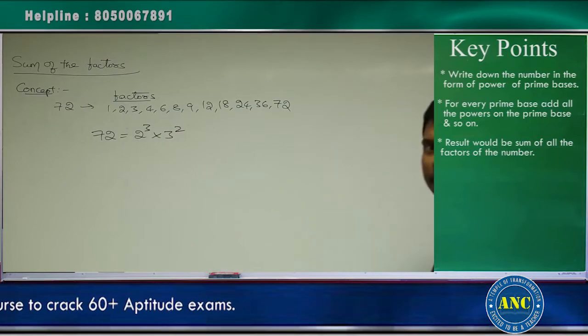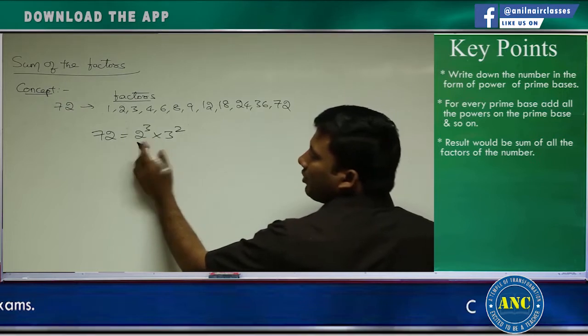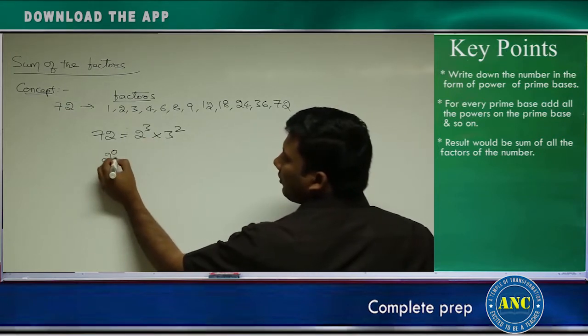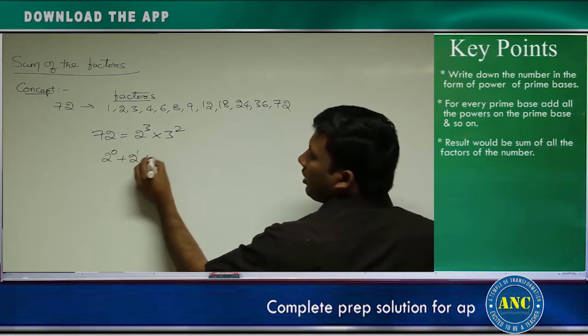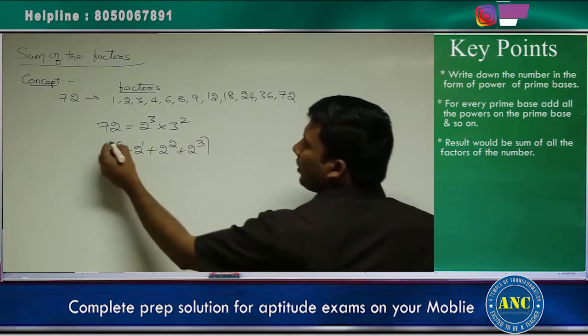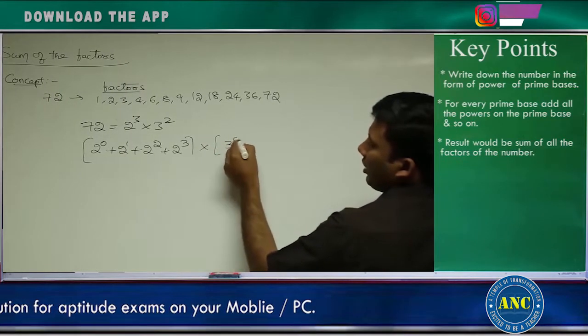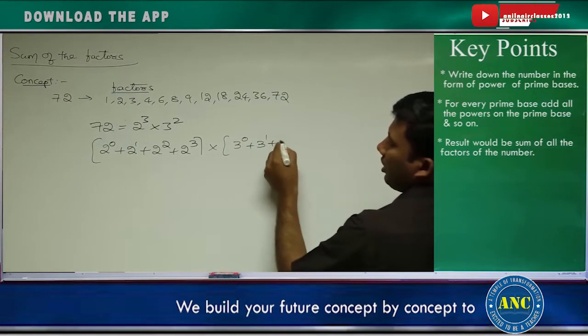Now see here, write down all the powers of 2 starting from 0 to 3. Let me see what is happening. 2 power 0, 2 power 1, 2 power 2, 2 power 3. Then all the powers of 3: 3 power 0, 3 power 1, 3 power 2.